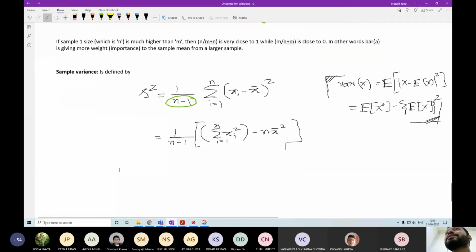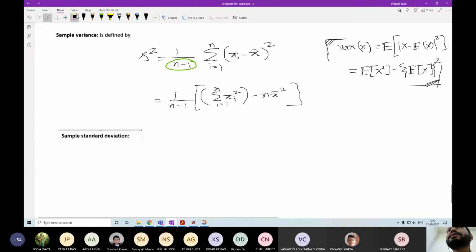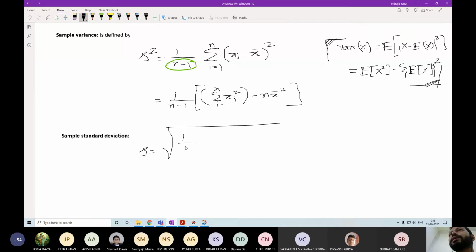And sample standard deviation is simply the square root of the sample variance, right? So you just write this little s, that is the square root of 1 over n minus 1, summation i equal to 1 up to n, xi minus x bar square.